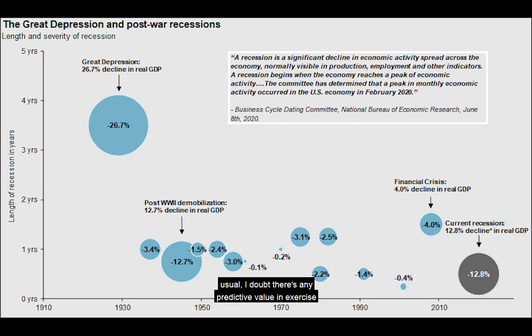As usual, I doubt there is any predictive value in an exercise like this. And while we're clearly not out of the COVID woods yet, it's not hard to look at a graph like this and conclude that while certainly acute in nature, the current recession isn't out of the scope of past experiences.